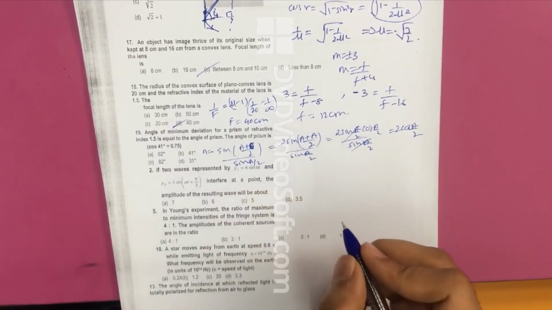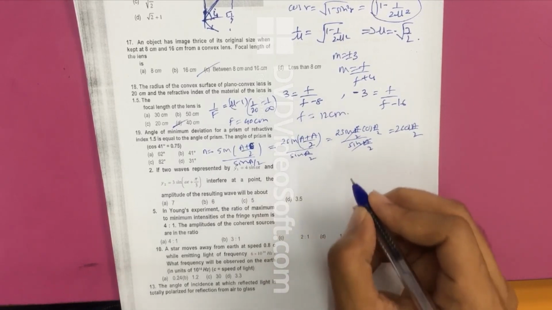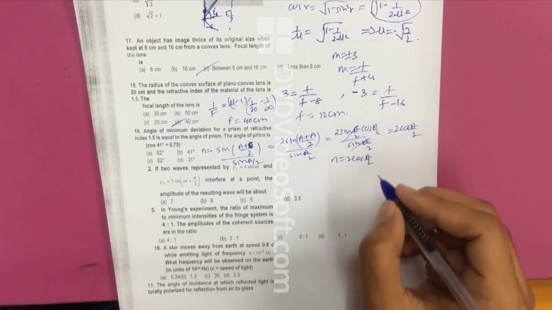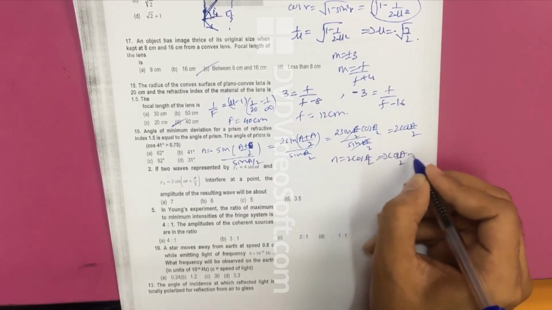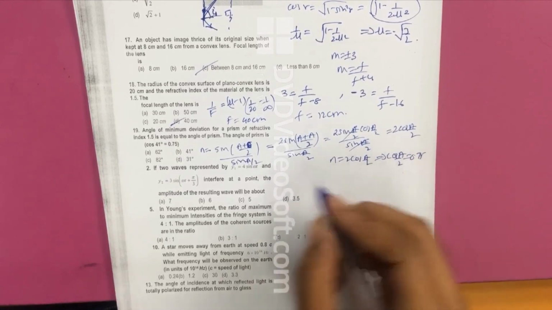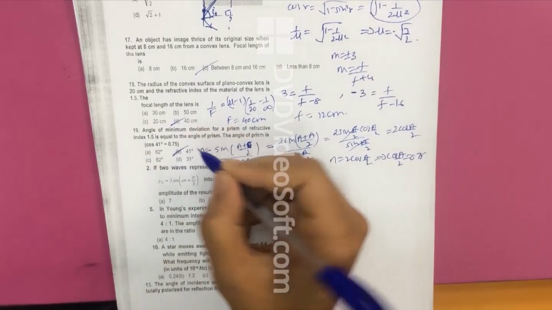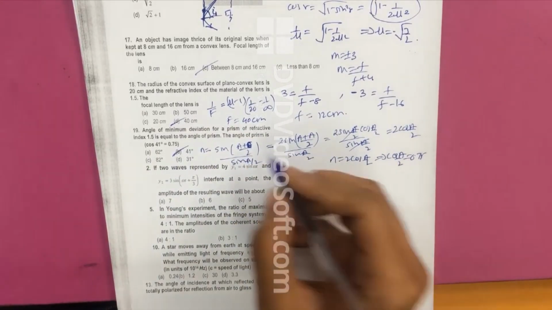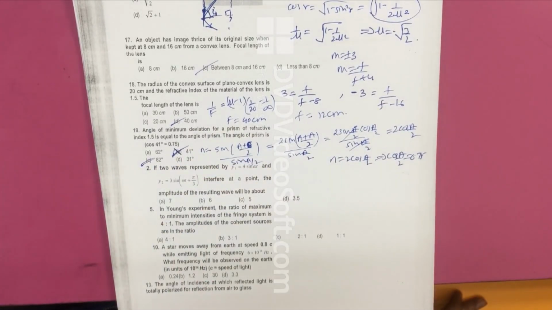So your n would be equal to 2 cos A by 2. So cos A by 2 would be equal to n by 2, which will be 0.75. This is approximately as given, and the angle is 41 degrees. So angle A by 2 is 41 degrees, so angle A will be 82 degrees. So the correct option will be option C, 82 degrees.